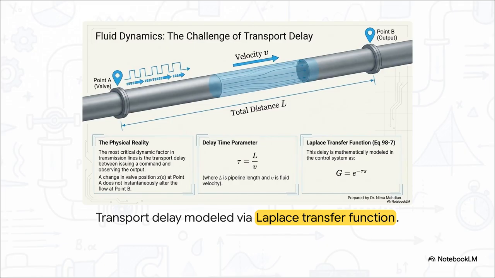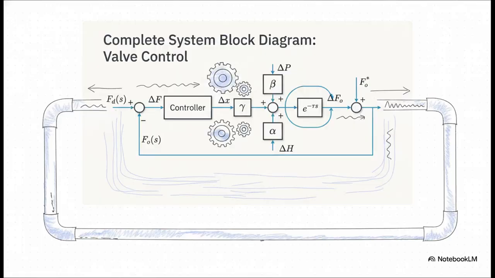In our control system, this physical transport delay is mathematically modeled using a Laplace transfer function, g equals e to the power of negative tau times s. And a quick warning, if you ignore this delay in your math, your real-world pipeline is going to oscillate wildly out of control. Let's see how all of this builds into our complete system block diagram, effectively unifying our linearized physics with the pipeline's inherent dynamic delay.